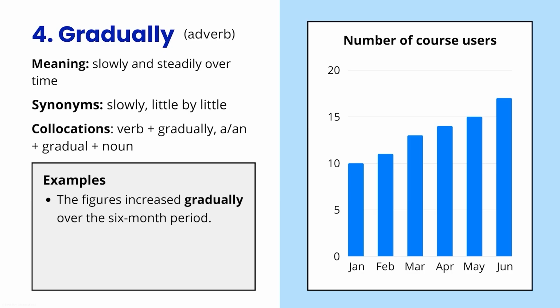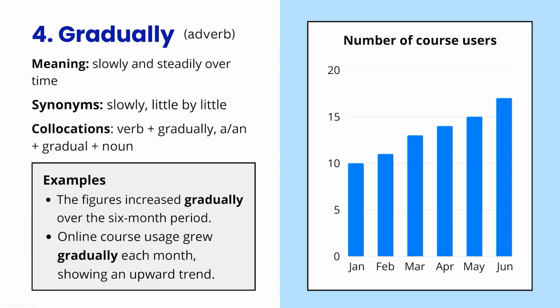The figures increased gradually over the 6-month period. And finally, online course usage grew gradually each month, showing an upward trend. So that simply means that online course usage grew slowly, little by little. So gradually is a great word to use when you've got a change which is slow. Now, please remember that for gradually, you can use it for when there's an increase, and you can also use it when there's a decrease.